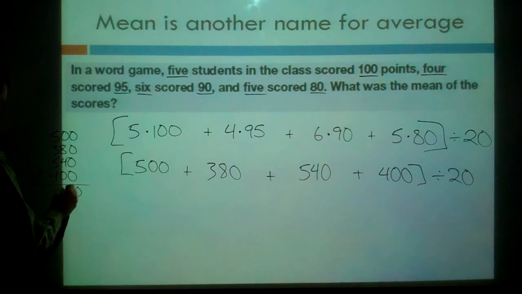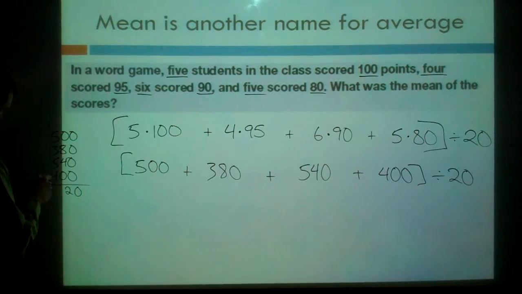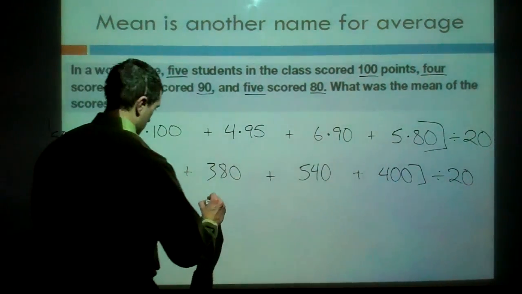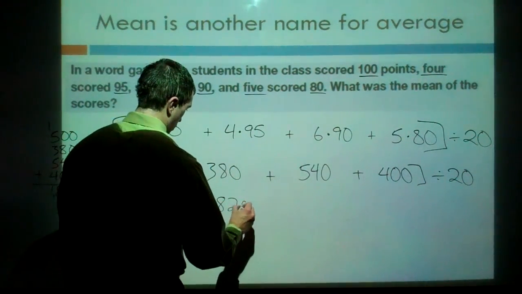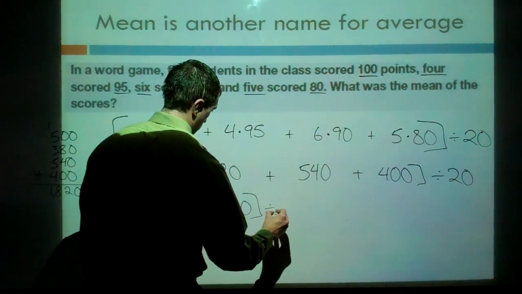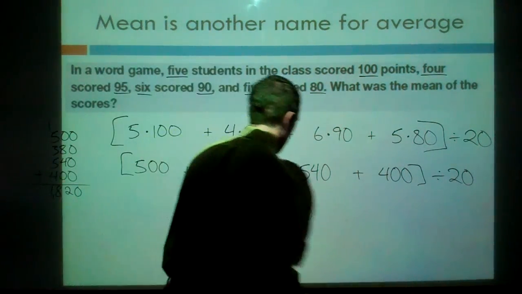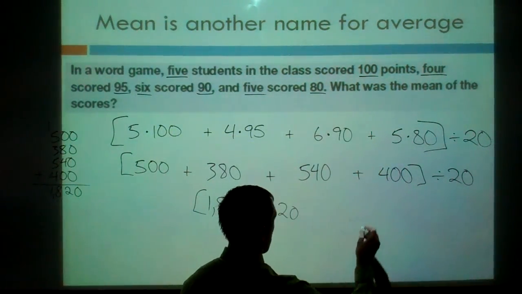0, 12, and 15. It's like 18. Should we get in there? Yep, 18. So 1,820. If we add all that up, divided by 20. So now we have to do this divided by 20, and we'll do that down here.